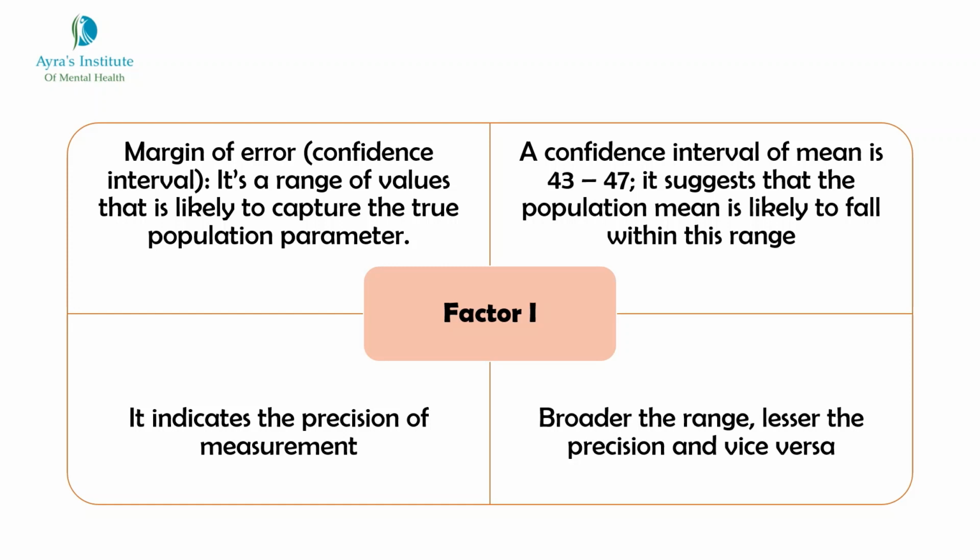Confidence interval indicates the precision of our measurement. Hence, broader the range, lesser the precision, and vice versa. The researcher can decide on what level of precision he or she wants.